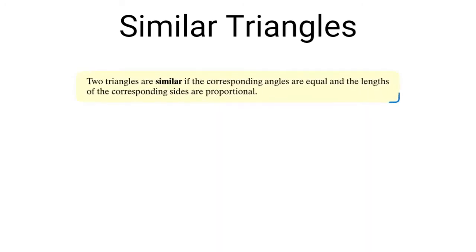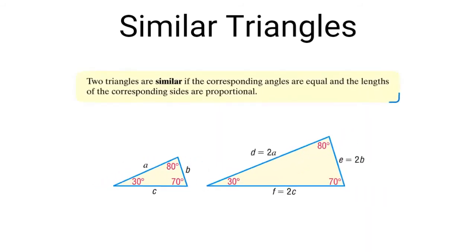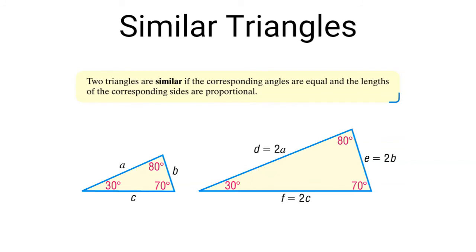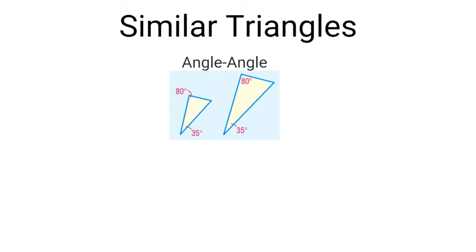Starting with the definition, two triangles are similar if the corresponding angles are equal and the lengths of the corresponding sides are proportional. You can see how this is slightly different from congruent, which means equal. Just like with congruent, there are three ways to determine similar triangles. One way is called angle-angle. Two triangles are similar if two of the corresponding angles are equal.